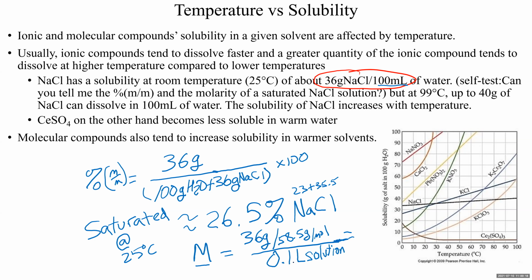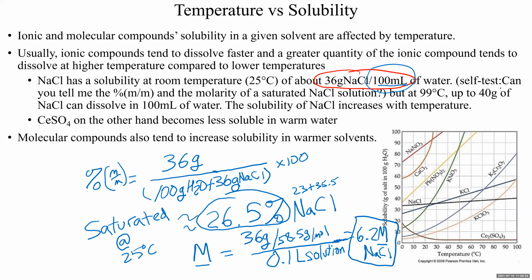So we take our 36 divided by 58.5 grams. That gives us moles, divided by 0.1 liters, because we have 100 milliliters of water, which we're going to assume is our entire solution volume. And we get approximately 6.2 molar concentration. So 26.5% by weight sodium chloride is equivalent to a 6.2 molar sodium chloride solution. So that's the answer to that self-test.